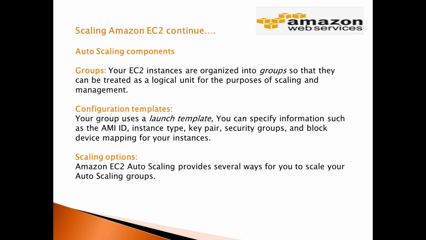An auto scaling group also lets you use Amazon EC2 auto scaling features such as health check replacement and scaling policies. We will look further into this topic, because it's a fundamental, so for now we are just learning the terms. The next one is scaling options. Amazon EC2 auto scaling provides several ways for you to scale your auto scaling groups, like dynamic scaling and predictive scaling.